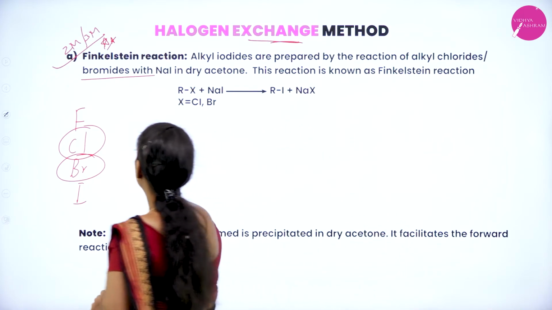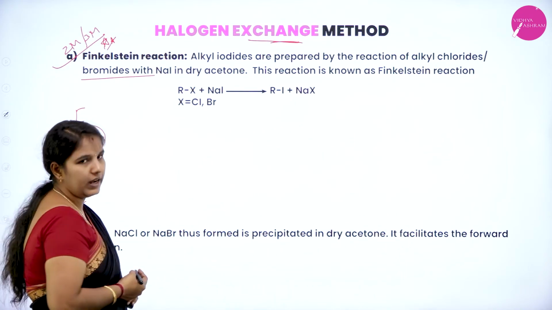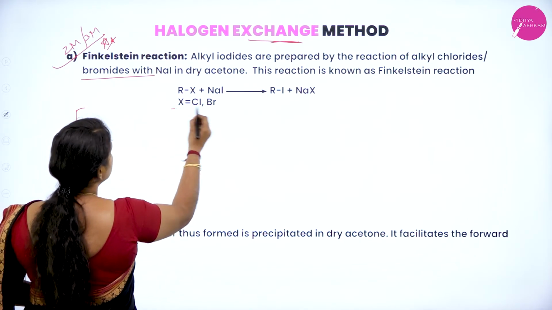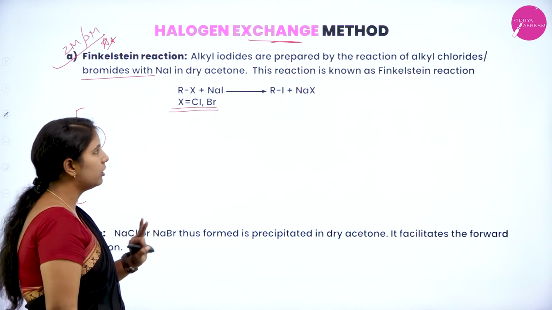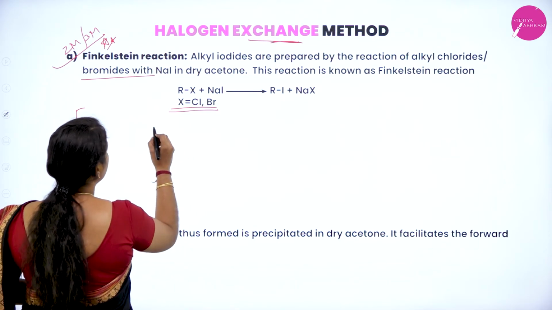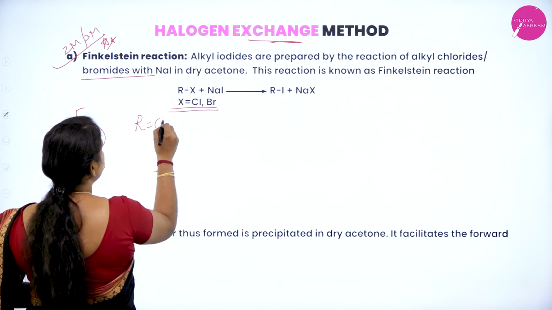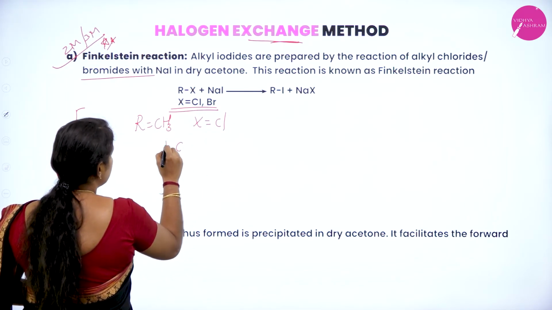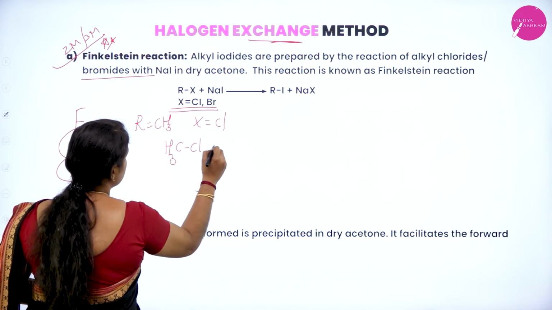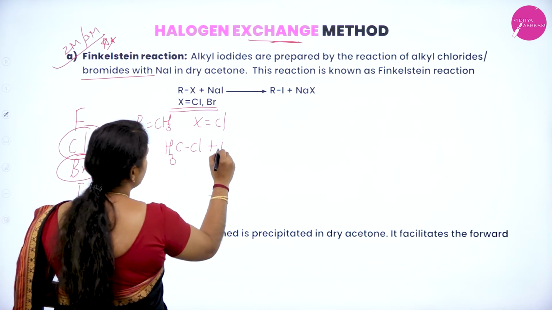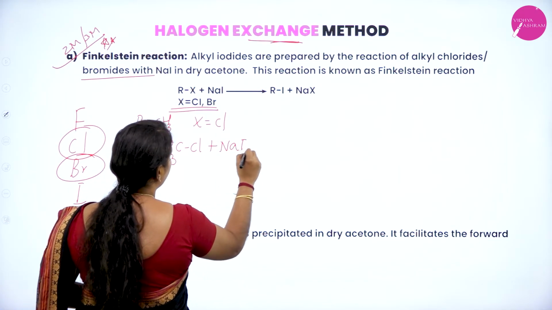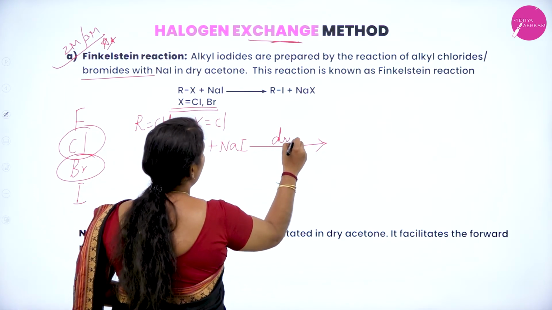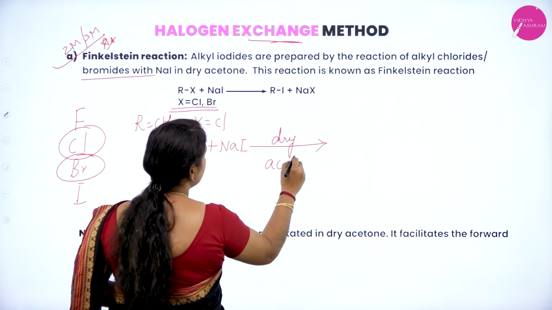So first I'll go with the alkyl chloride. We have to take the halogen group as chloro or bromo. I'll take R as CH3 and X as Cl. So it is CH3Cl, that is chloromethane, in presence of sodium iodide. What happens in the presence of dry acetone?